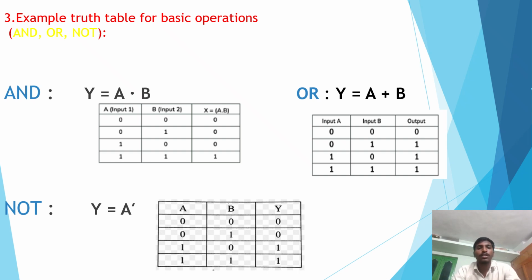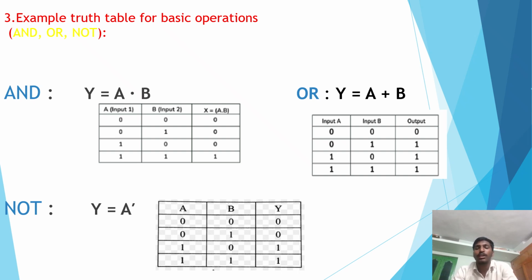Example: truth table for the basic operations AND, OR, and NOT. AND gate is basically multiplication of two inputs. If both inputs are 0, it leads to 0. If one input is 0 and another input is 1, 0 multiplied by 1 equals 0. If the first input is 1 and the second input is 0, it is also equal to 0. When both the inputs are 1, it leads to 1.